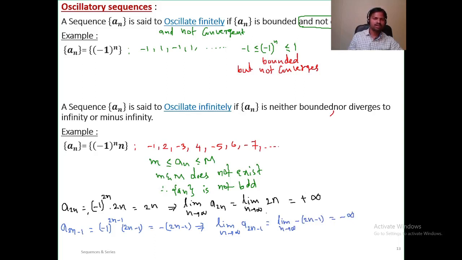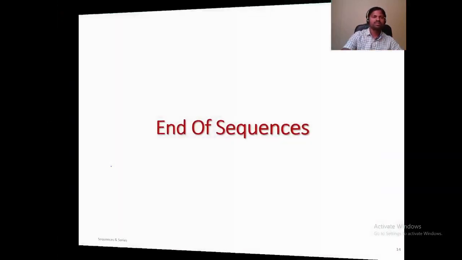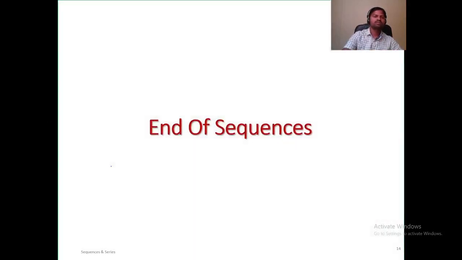It is not singly diverging to infinity or minus infinity. That's what. So it is neither bounded nor diverges to infinity or minus infinity. Such a sequence is said to be an oscillating infinitely sequence. Okay. And with this, the sequences topic is over. In the next class I will start with series, and with this I will stop.